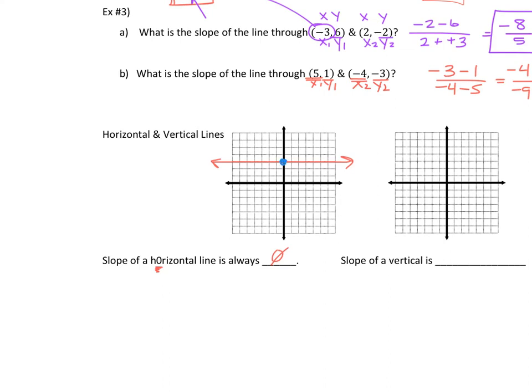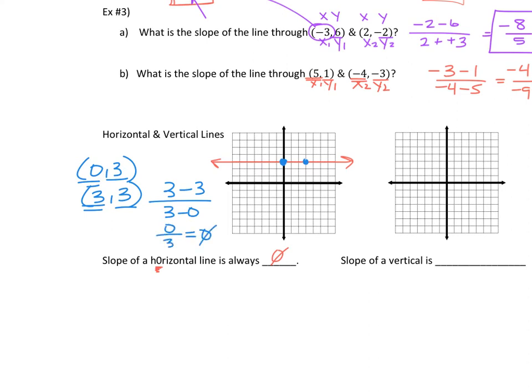This point right here is 0, 3. This point right here is 3, 3. If I need to find the slope of this line, I can just plug those points into the slope formula. I can go 3 minus 3 over 3 minus 0. So I get 0 divided by 3, which is 0. Okay, so if you don't remember the rule that horizontal lines always have a slope of 0, just plug in points and find the slope. Okay?